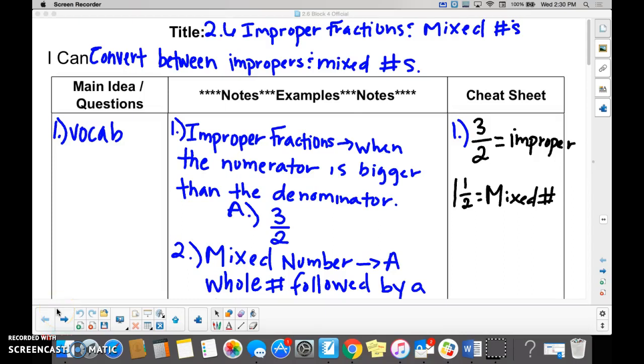2.6. Improper fractions and mixed numbers. I can convert between mixed numbers and improper fractions.